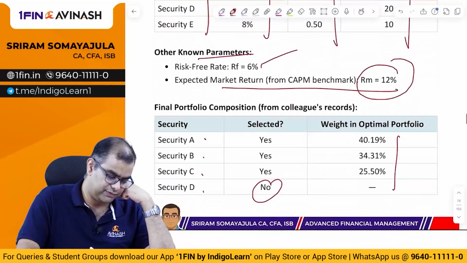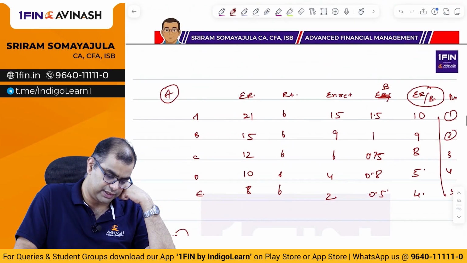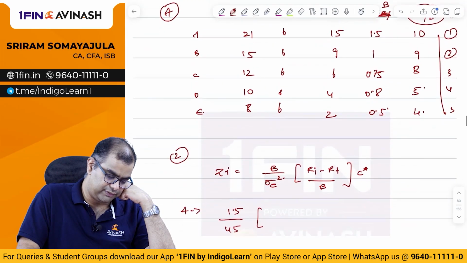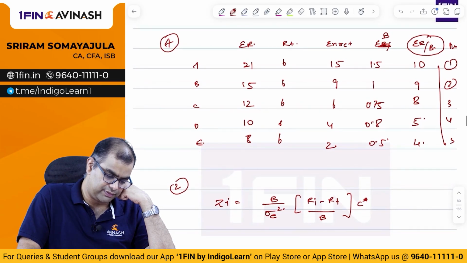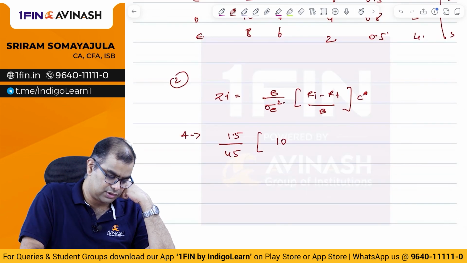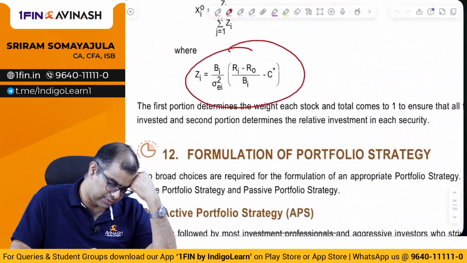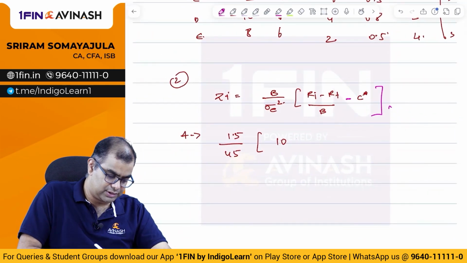45, 25, 15, 20 by 45 into return of A. 21 minus 6 by beta, you already have this number, into 10. No, this formula is incorrect here. I was wondering, something is wrong, minus C star. So 10 minus C star, okay.